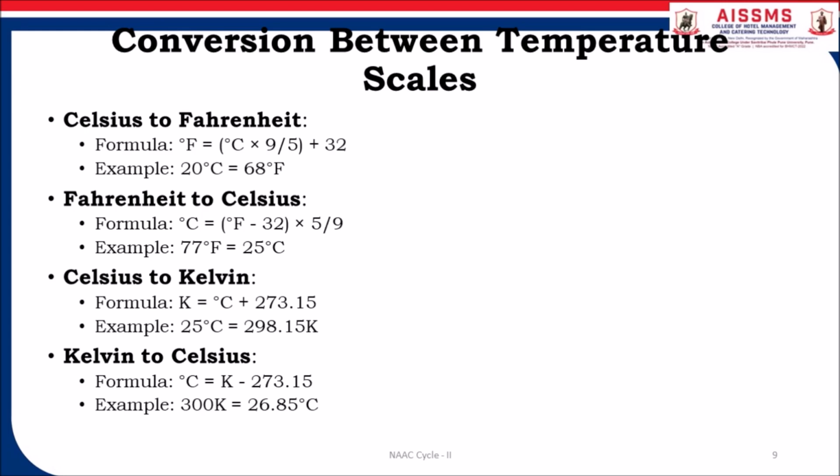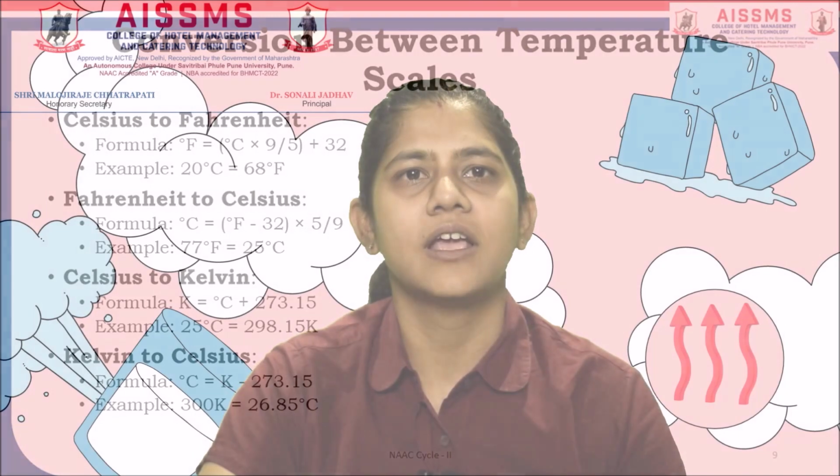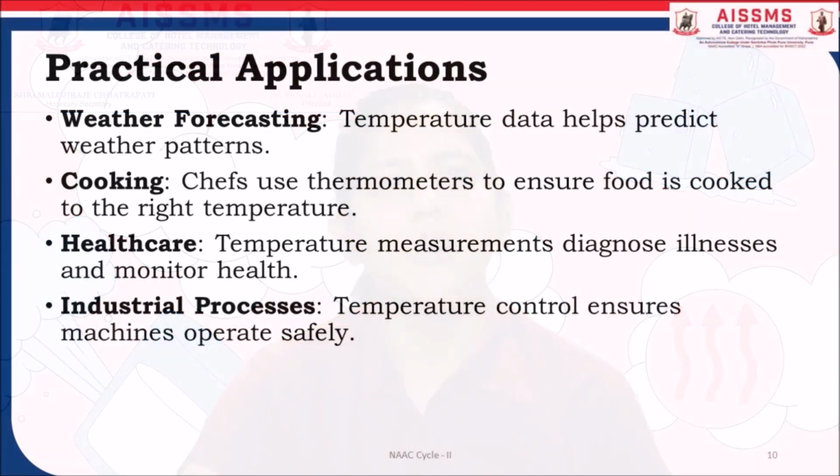Whether you're cooking, doing your science experiments, or traveling, knowing how to convert Celsius, Fahrenheit, and Kelvin can be super handy. Now let's see how temperature measurements impact our lives. In weather forecasting, meteorologists depend on temperature data to predict weather patterns accurately, helping us to plan our outdoor activities. Temperature measurement is also crucial in the culinary world.